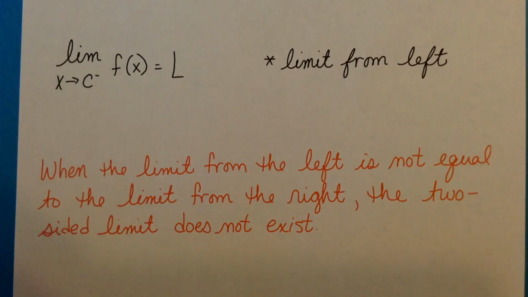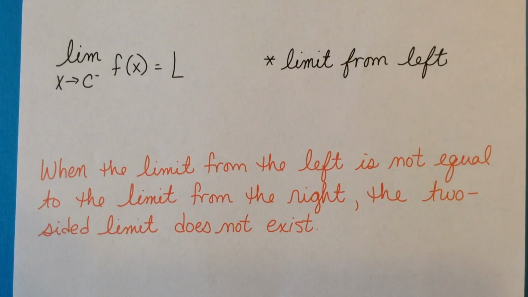All right, now, when the limit from the left is not equal to the limit from the right, the two-sided limit does not exist. Okay, and that's something that we've already talked about. But when you're just doing a one-sided limit, it could be that your limit does exist from the left-hand side, but yet the two-sided limit may not exist. So what's happening with a one-sided versus a two-sided limit is different.